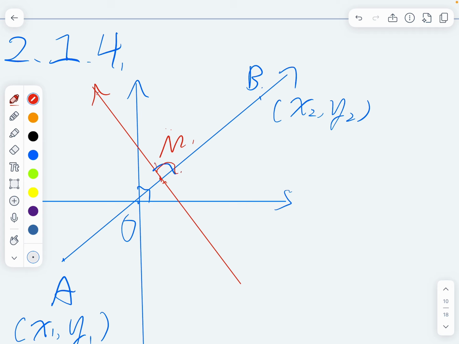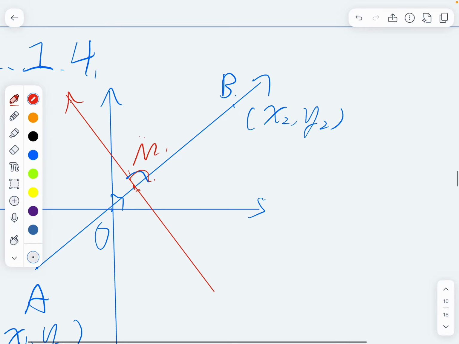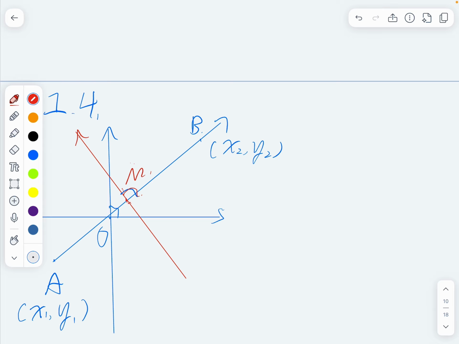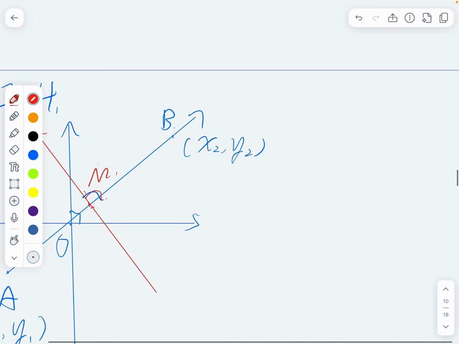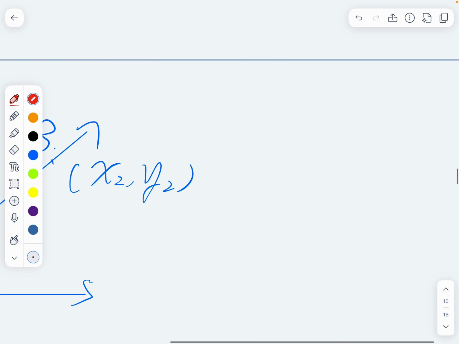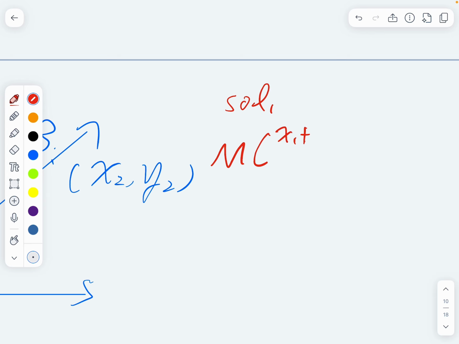So how do we find the equation of this line? First we need to find the midpoint M. That will be easy, right? The midpoint is (x1 plus x2) over 2 and (y1 plus y2) over 2.